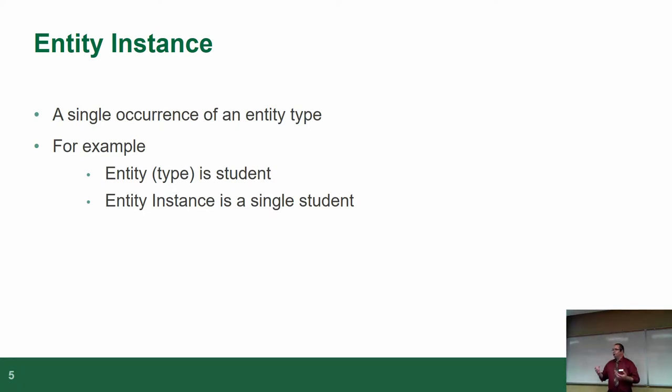An entity instance, on the other hand, is a particular instance of an entity type. Going back to students, an entity type is a student, an instance would be a specific student. So in this room, theoretically, as of last week, there were 120 instances of students in this class. By the looks of the class, I'm probably down to about 115. But those are instances. Each of you are unique records in the student database. You all have specific things that define you, but each of you are an individual instance of a student. I am an instance of a professor. This is an instance of a course.